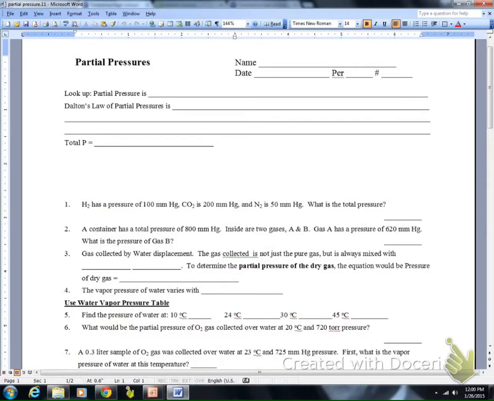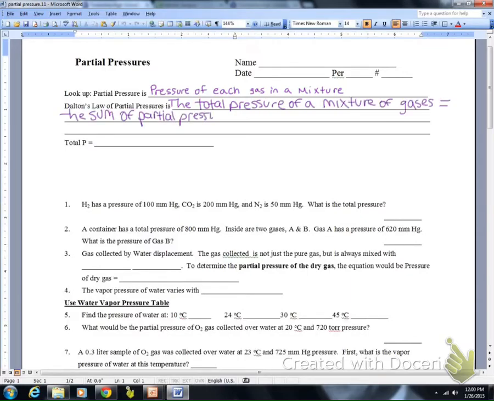These are your notes on partial pressure. So partial pressure is the pressure of each gas in a mixture. And Dalton's law of partial pressure is the total pressure of a mixture of gases. So that equals the sum of the partial pressures of all the gases that make up the mixture.